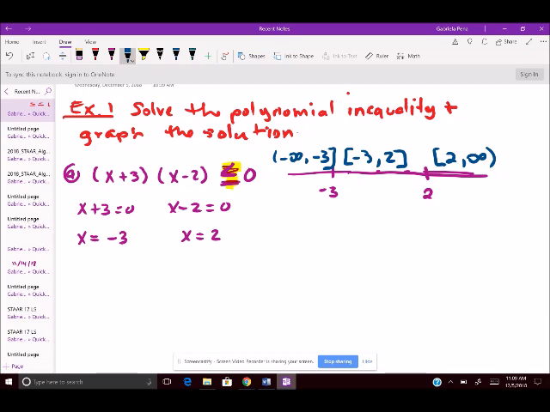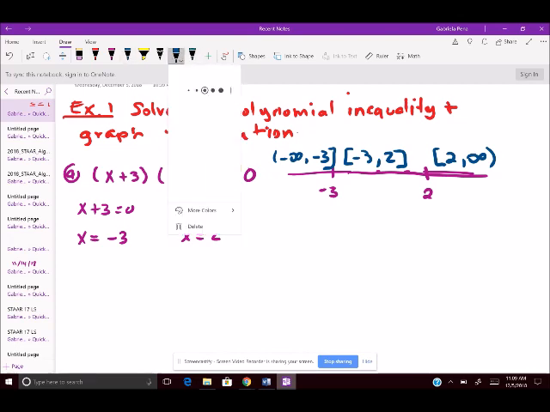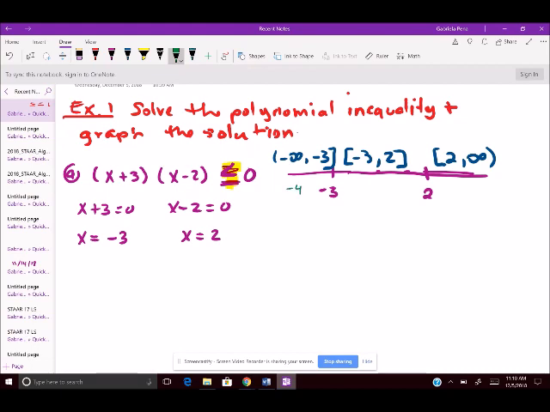Now, how do you know what part is part of your solution? Well, you have to pick a number. You have to pick a number that's between negative infinity and negative 3. Recommendation is always to pick the smallest number possible. So which is the next smallest number from negative 3? So I am going to pick a negative 4 for this one.